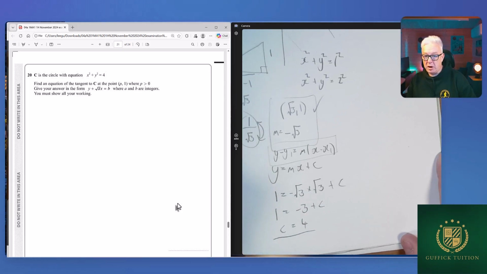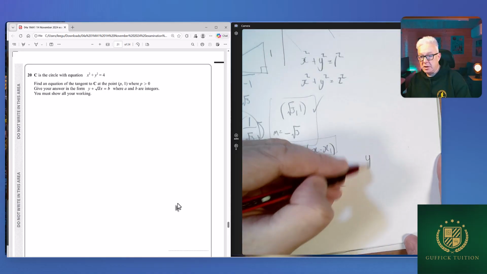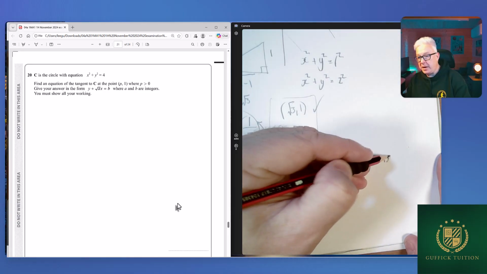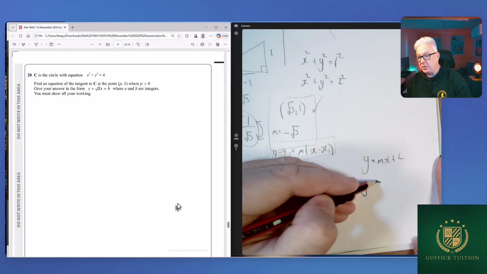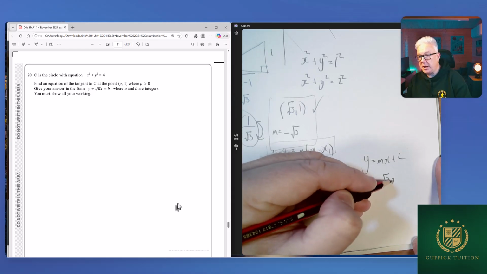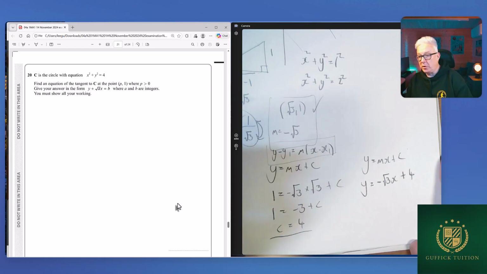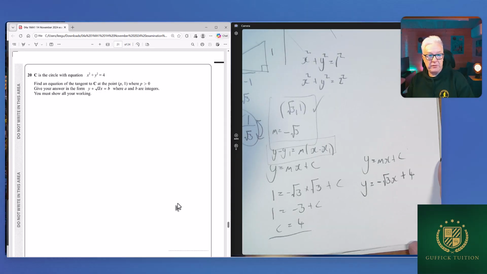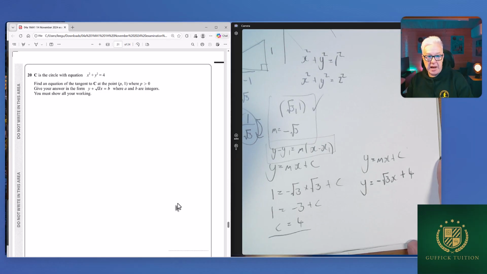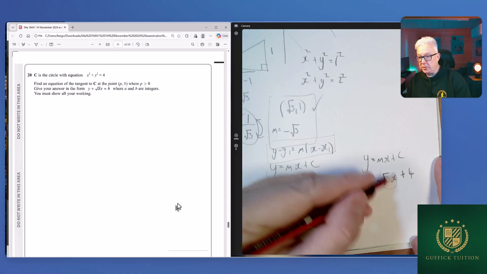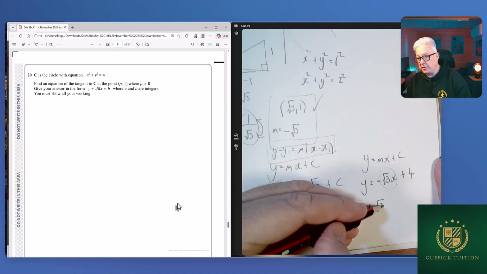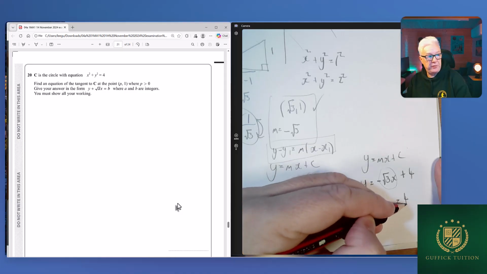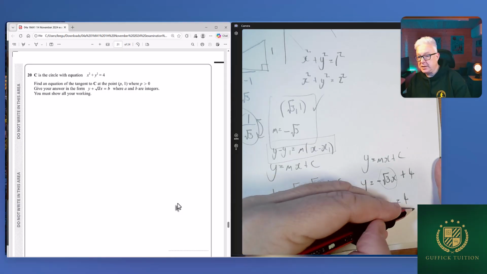So we've now got the equation of our line. So y equals mx plus c for the tangent is now y equals minus root 3 x plus 4. The question wants it in a particular form. It wants it in the form y add root a x equals b. So we're just going to move that over to the left-hand side. So y plus root 3 x equals 4. And that is the question done.